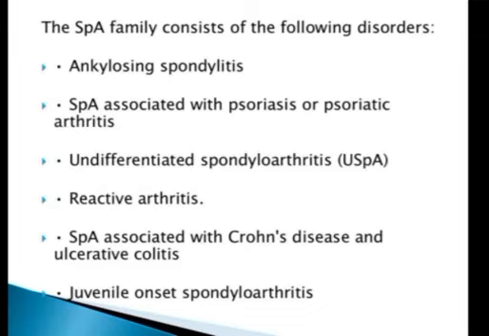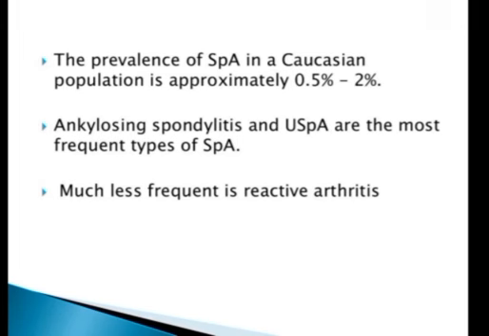It will cause arthritis, inflammation, eye inflammation, and bowel inflammation. The spondylitis family consists of the following disorders: ankylosing spondylitis, spondylitis associated with psoriasis or psoriatic arthritis, undifferentiated spondyloarthritis, reactive arthritis, spondylitis associated with Crohn's disease and ulcerative colitis, and juvenile onset spondyloarthritis. The prevalence of spondylitis in the Caucasian population is approximately 0.5 to 2 percent.